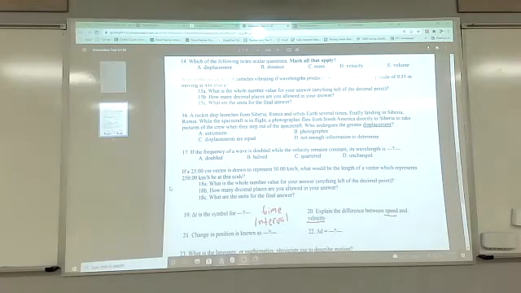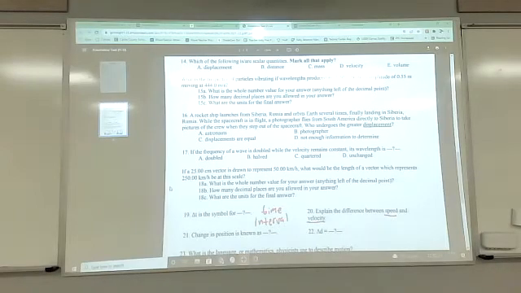Number 21, change in position is known as blank. Well, change is represented by the symbol delta, and since we are changing our position, not changing time, then we are talking about displacement. This displacement is a measure of that change in position. So for 21, the correct answer is displacement. And 22, delta D, well, that's the symbol for displacement. So the best answer for 22 is displacement, and the majority of you got that right.